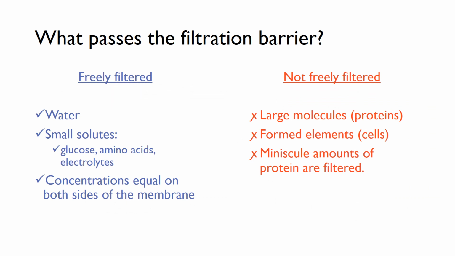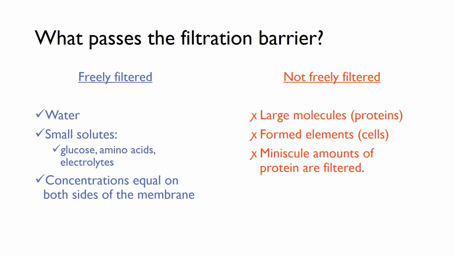So in summary, what passes the filtration barrier? Well, you have things that are freely filtered at the glomerular filtration barrier: water for sure, very small solutes, ions, glucose, single amino acids, for instance. Basically, if they are small enough and they probably don't have a net negative charge, they will get filtered. And if they do get filtered, the concentration at the immediate location on both sides of that glomerular filtration membrane should be the same because it's filtering readily across.